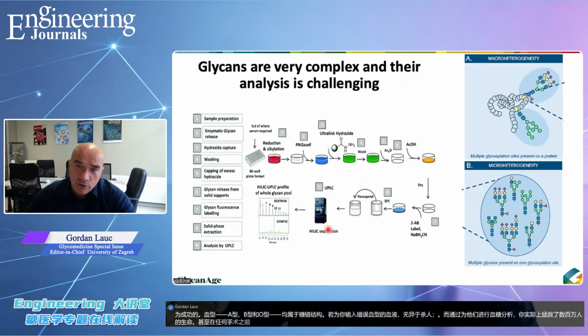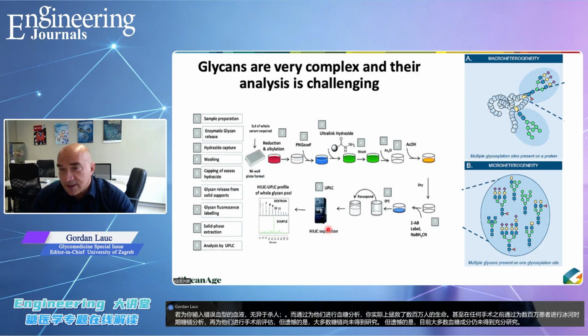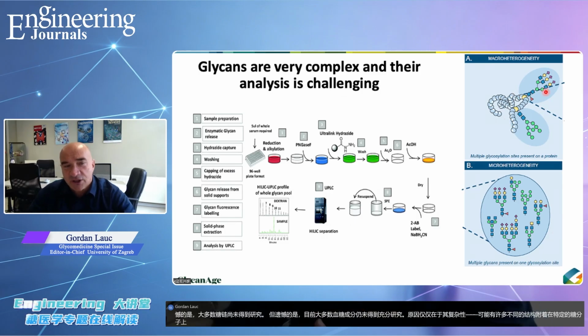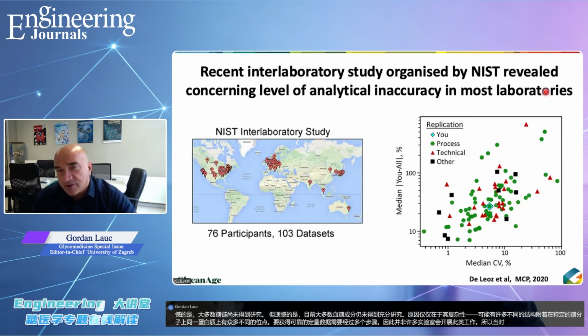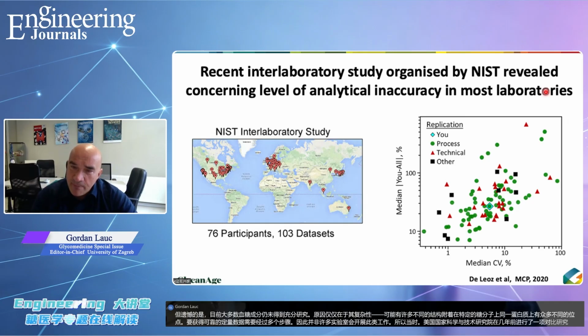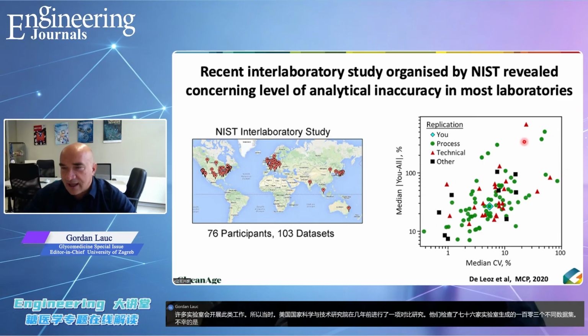But unfortunately, the majority of the glycans are not being investigated simply because they're complicated. There are many different structures which can be attached to the given glycosylation site, many different sites on the same protein. You need many steps to get reliable quantity data, and not so many labs do it in a good way. So there was a comparison study done by the National Institute of Science and Technology in US a couple of years ago. They checked 76 labs with 103 different data sets generated, and unfortunately, the results were all around the board. Some of the labs had CVs of something like 100%, which is horrible.